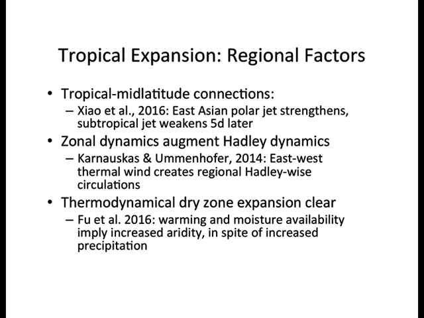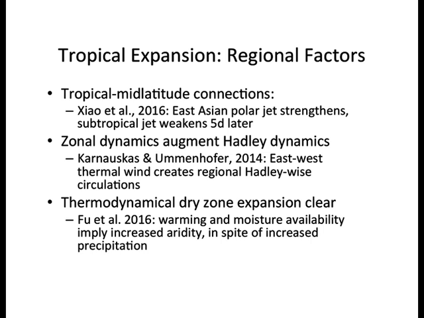Chris Granauskas and Carolyn Umenhofer have a neat paper where they show that regionally, in addition to the overturning that you would expect from the Hadley cell itself, you have this vertical wind shear that's in the same sense. It's contributed to by east-west temperature gradients on coastlines that run north or south in the subtropics. And these can be pretty strong, so that augments the Hadley cell dynamics at a regional level.